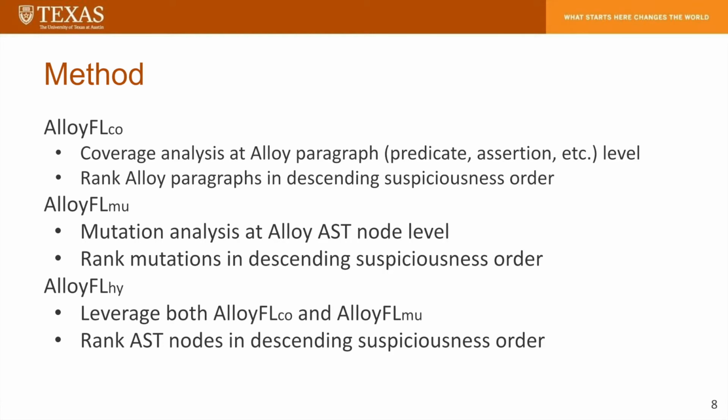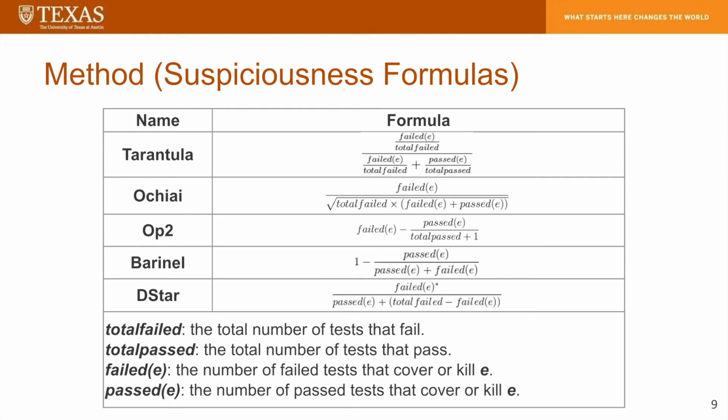So finally, our hybrid technique leverages both the scores from the spectrum-based and the mutation-based techniques, and then it ranks the AST nodes in descending order of the computed suspiciousness score. This slide shows all the suspiciousness formulas that are used in computing the suspiciousness score for both the mutation-based technique and the spectrum-based technique.